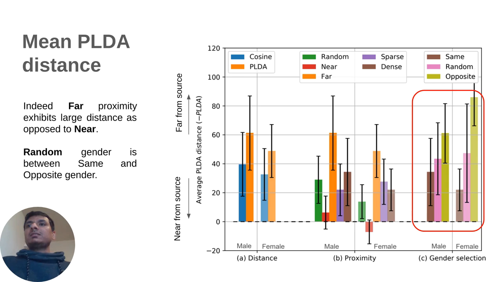And here you may see that in case of gender selection, when we select the pseudo speakers from the same gender, it results in an overall average distance which is quite low, because they are from the same cluster. In opposite, the pseudo speakers are from the different gender clusters, so it's quite far, while the pink bar, which is the random, is in between these two.